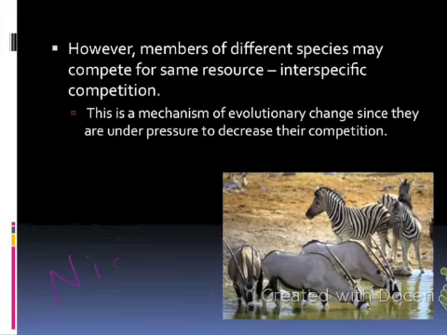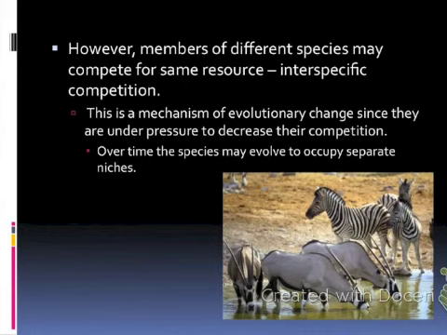The word niche, that's an E, is the ecological term that means role in the environment, and two species cannot inhabit the same niche, or they will fight. Over time, those species may eventually evolve to occupy separate niches, or one of them will die off. They can't both survive there.